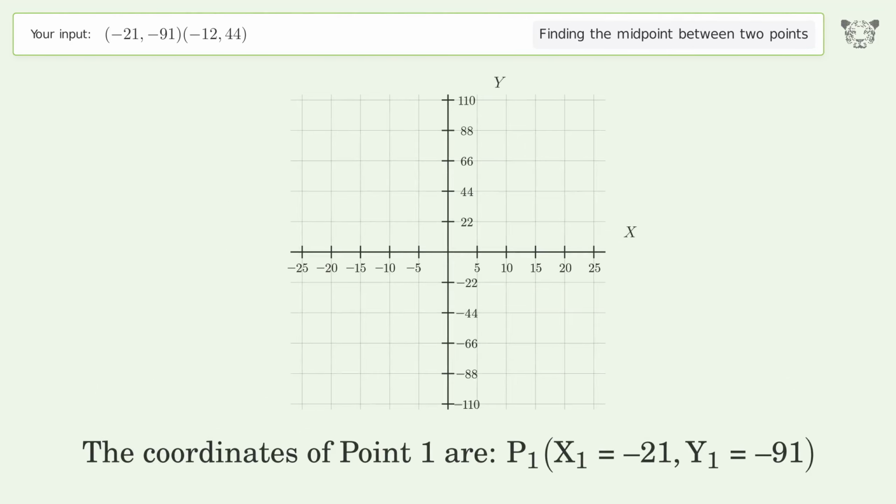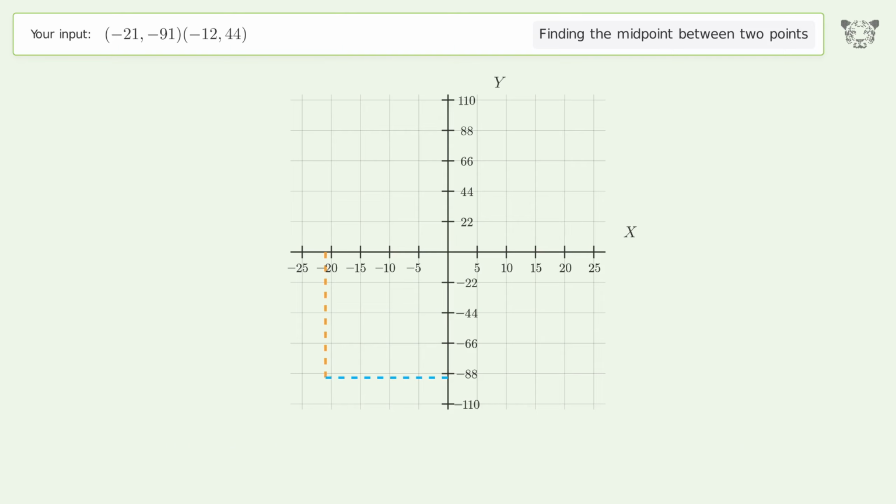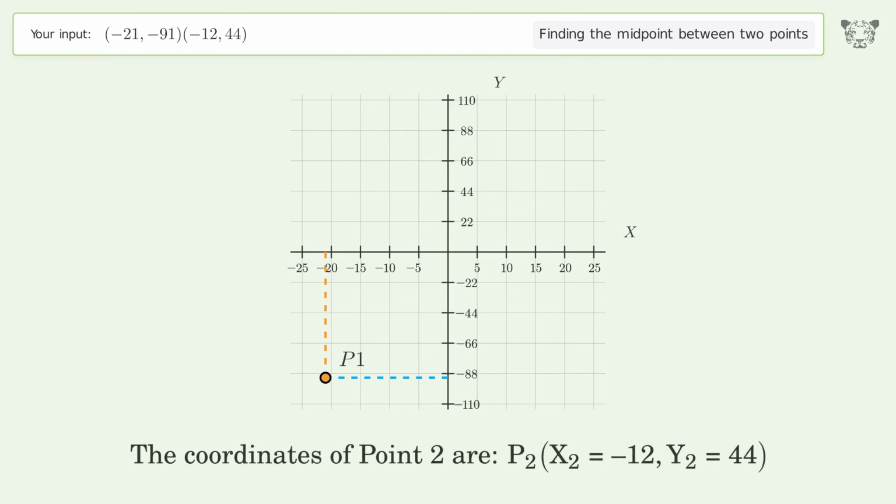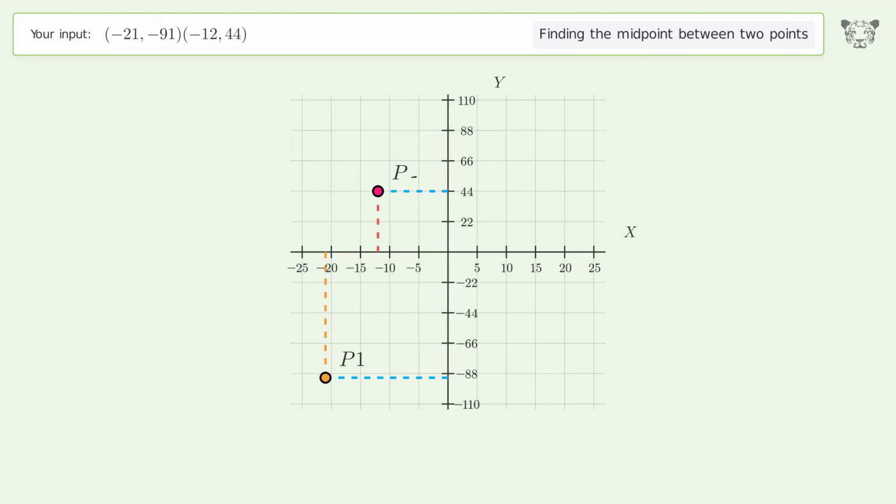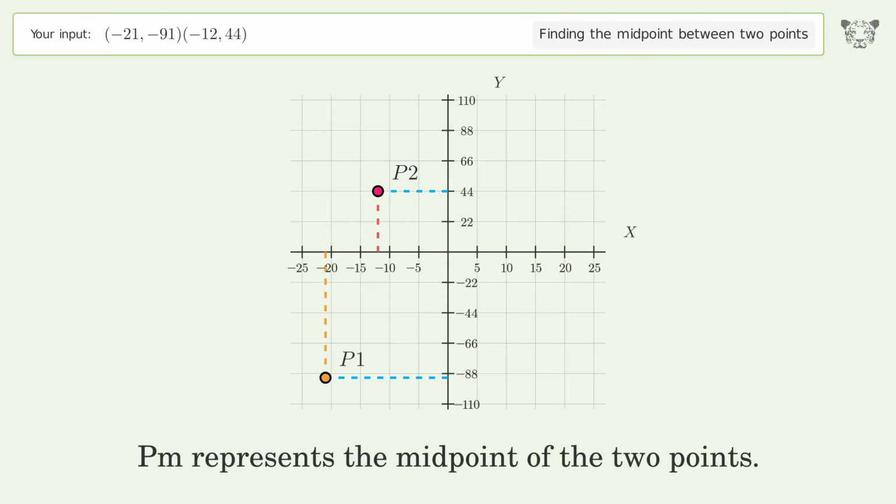The coordinates of point 1 are x1 equals -21, y1 equals -91. The coordinates of point 2 are x2 equals -12, y2 equals 44. PM represents the midpoint of the 2 points.